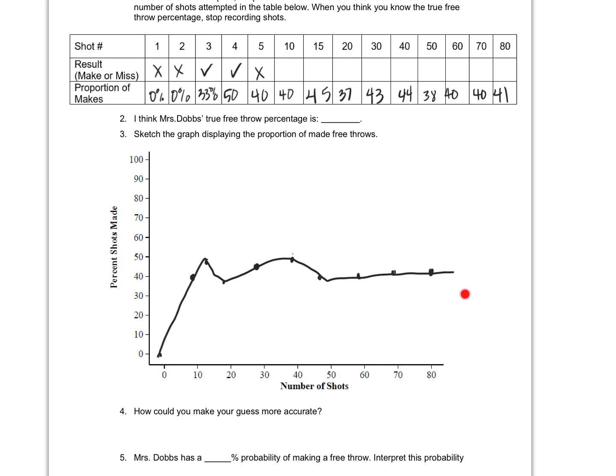Why is this more accurate? There's more shots. We see the pattern a little better, right? So predicting a probability with just a few, this is unpredictable. Unpredictable when you have a small sample, okay? The larger the sample, the more predictable, because you can see it's starting to level off a little bit over here, isn't it?